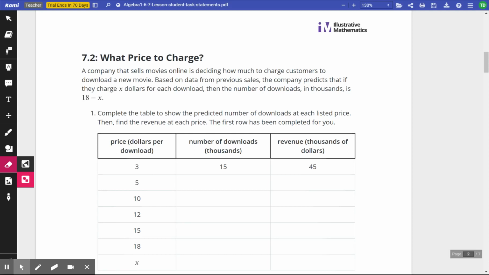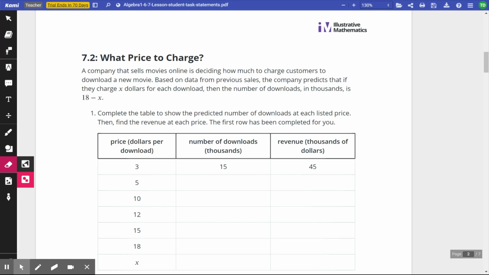All right, so here we are back with lesson 7, and specifically 7.2, what price to charge. So I just want to introduce you to this a little bit. It says a company that sells movies online is deciding how much to charge customers to download a new movie. So basically, they have to figure out how much they're going to charge in order for customers to stream their movie.